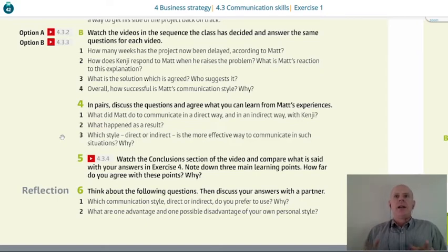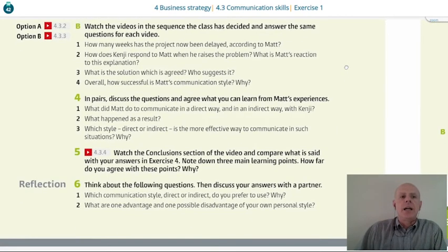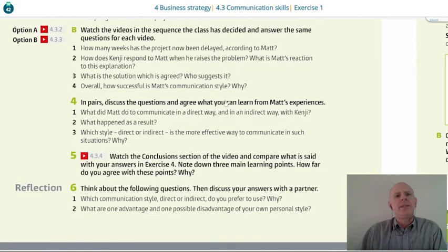The point is, he's talking to a Japanese person with a peculiar kind of culture. And Kenji isn't wrong at all to be the way he is. Do you feel like Kenji? Do you have the same style as Kenji? Do you have the same style as Jack? And how would you feel if Matt used option A or B in communicating to you if you were in the place of Kenji?